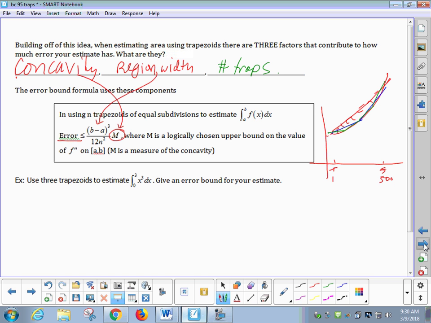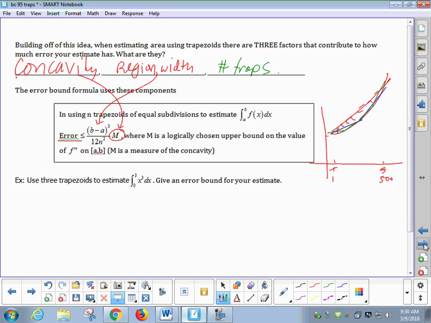I want you to understand at the very least why the B minus A is there, why the N is there, why the concavity measure is there, and how they relate directly or inversely. You do not have to memorize this formula. I will always give it to you. I'm not big on memorizing formulas. You just need to know how to employ it.